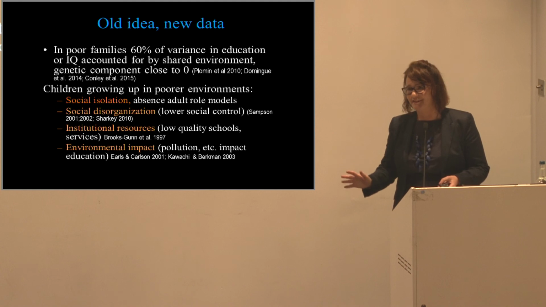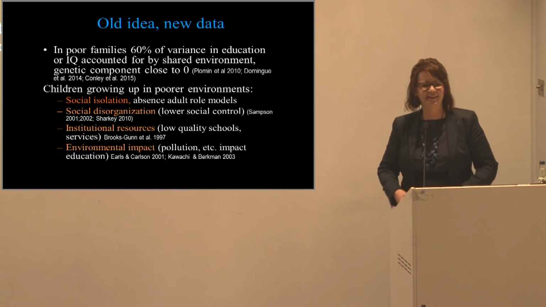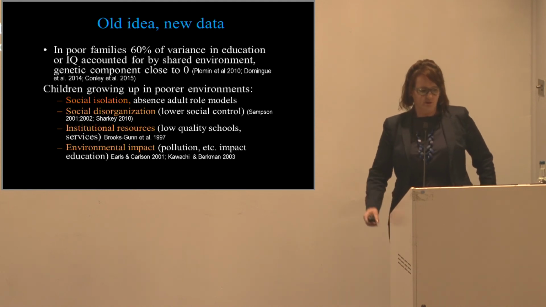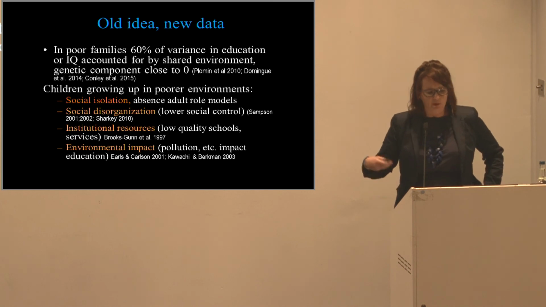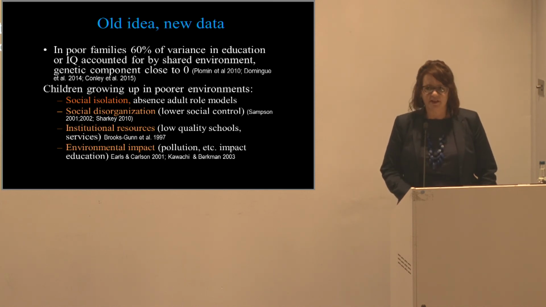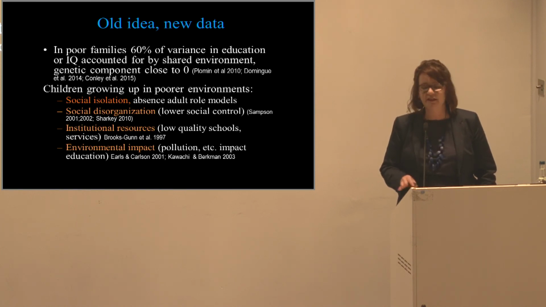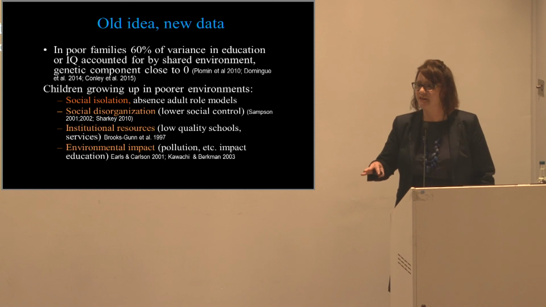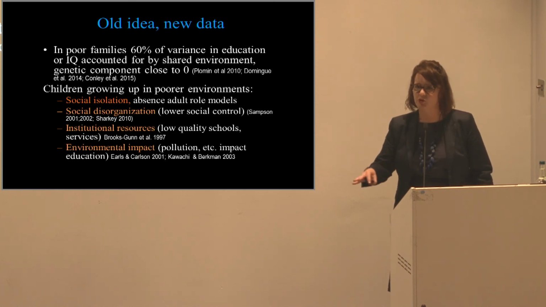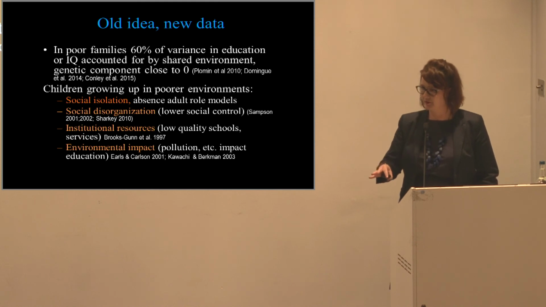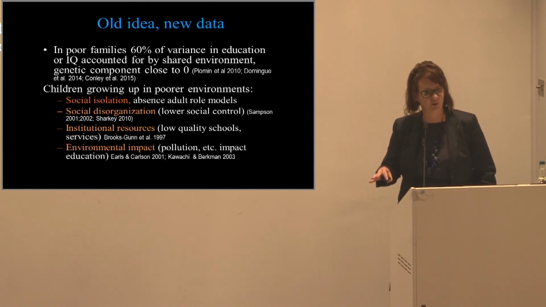It's actually an old idea. Many of you probably know about it, but we have new data where we can look at it. Plomin and many others have found that in poor families, a lot of the variance in education and cognitive ability is mostly explained by the social environment. And in twin studies and multiple studies, the genetic heritability in low socioeconomic environments always seems to be estimated close to 0.